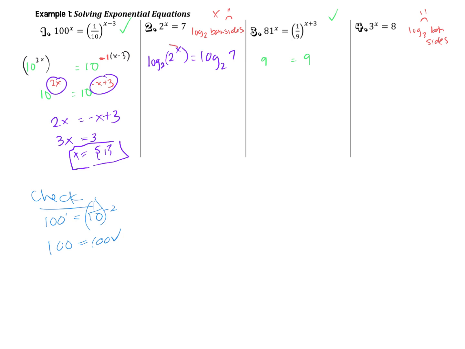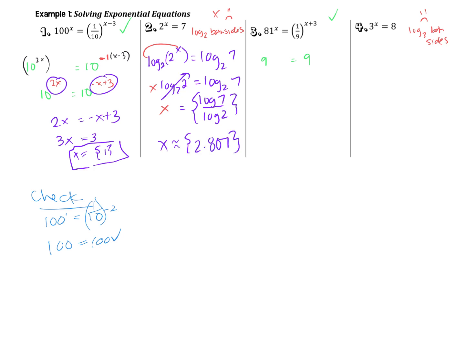So I can drop this exponent in front. So this is going to be x times log base 2 of 2 is equal to log base 2 of 7. Log base 2 of 2 is 1. So x is equal to log base 2 of 7, and I'm going to go ahead and do the change of base formula here. Again, if you don't have a calculator, that's going to be your final answer. If you do have a calculator, we're going to get an approximation, which I encourage you to try out on your calculator. Okay, go ahead and pause the video and work through numbers 3 and 4 on your own, and then unpause the video and see how you did.